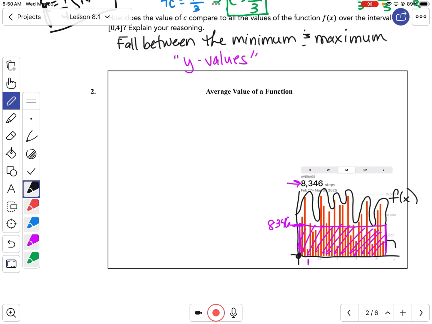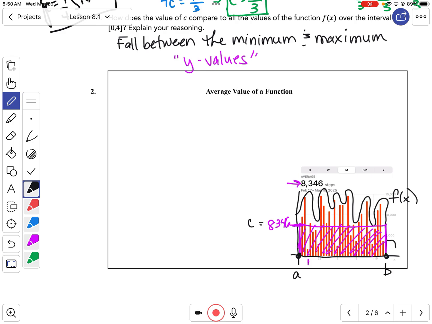Now, this one happens to start at 0, but let's just call it A because it doesn't necessarily have to start at 0. Our interval could be anywhere. And so we're looking for where, this would be my C value, where the purple area would equal the area under the curve.